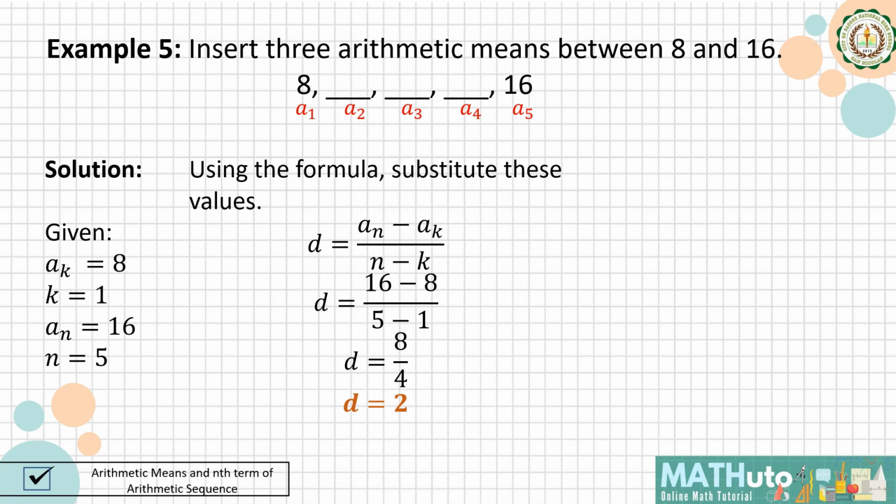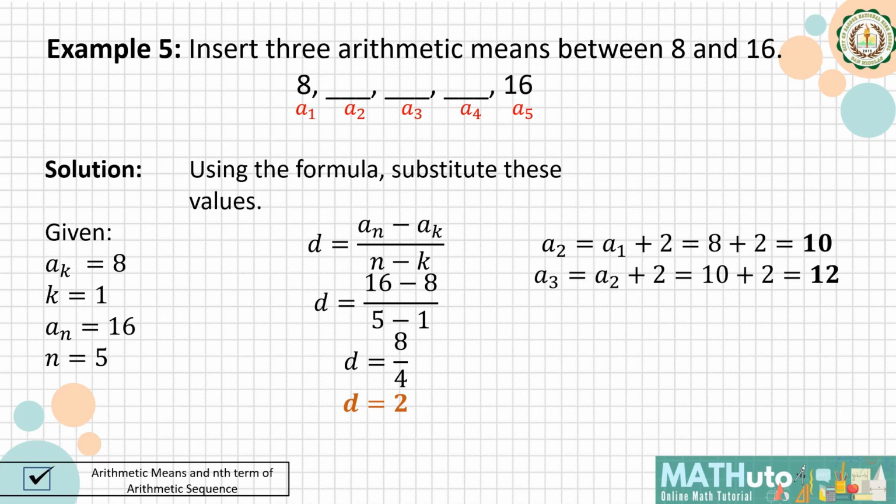We can now get the second, third, and fourth term using the common difference and add it to the first term. To get the second term, that is a sub 1 plus 2, which is 8 plus 2, which is 10. Then, the third term, 10 plus 2 is 12. And the fourth term, 12 plus 2 is 14. Thus, the three arithmetic means are 10, 12, and 14.